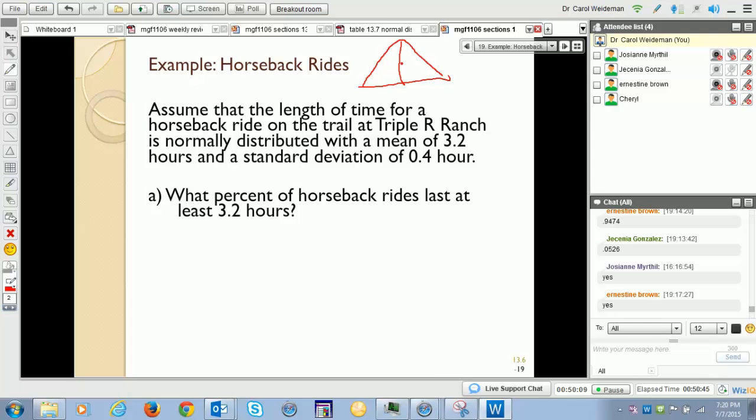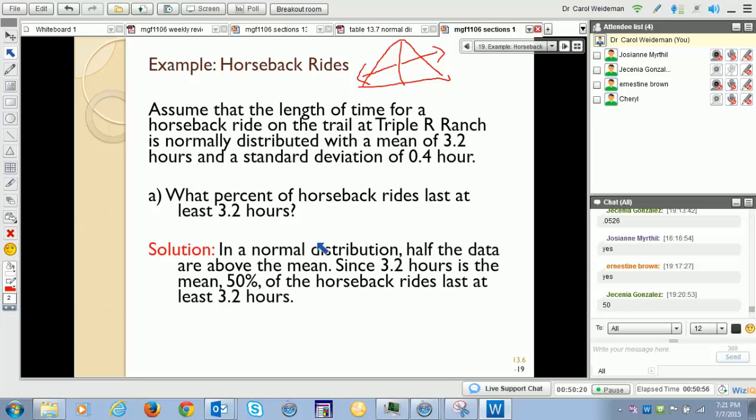what percent of the data were going to be greater than the mean and what percent were going to be less? Remember, it was totally symmetric, so what do we expect? 50%, yeah. So you don't have to do any calculations on this one. You expect 50% of rides to last more than the mean, just by the symmetry of the distribution.